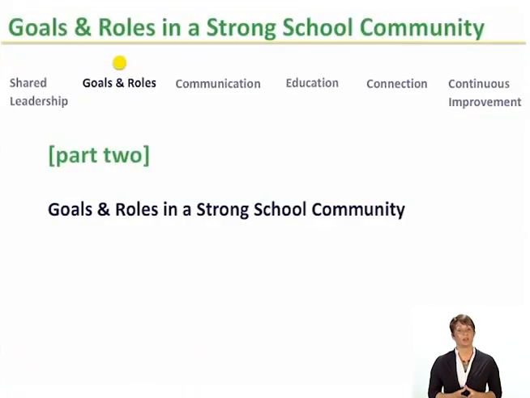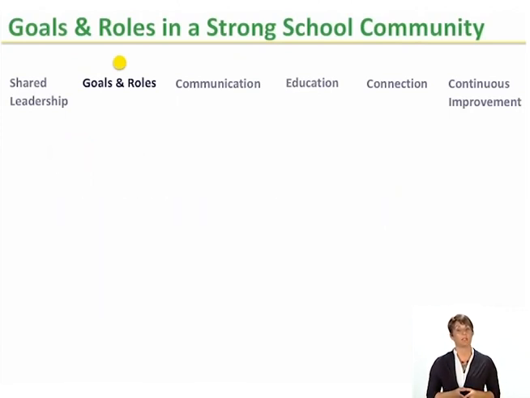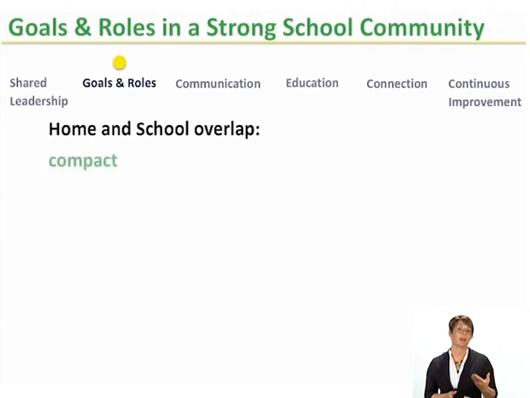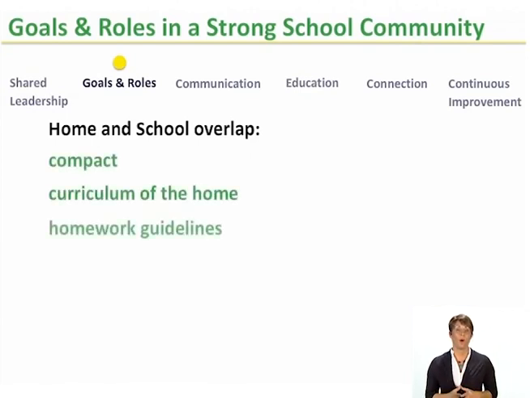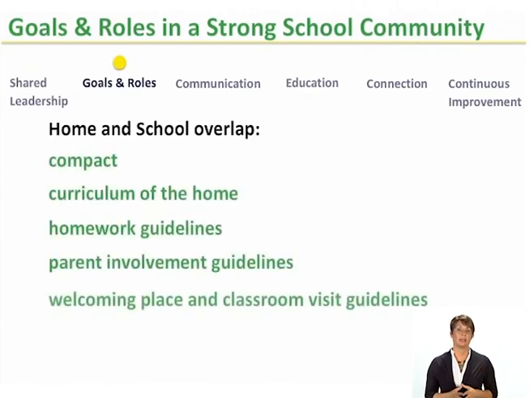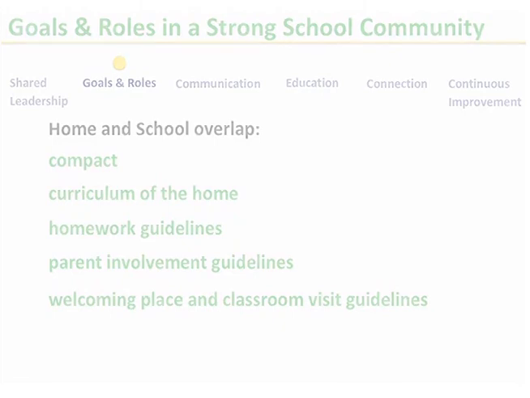and roles in a strong school community. Among the responsibilities of the School Community Council is to work with school leadership to define roles and responsibilities in areas where home and school overlap. Compact, curriculum of the home, homework guidelines, parent involvement guidelines, and welcoming place and classroom visit guidelines.